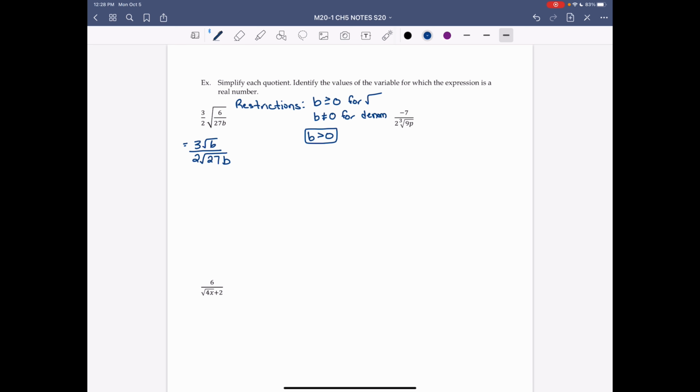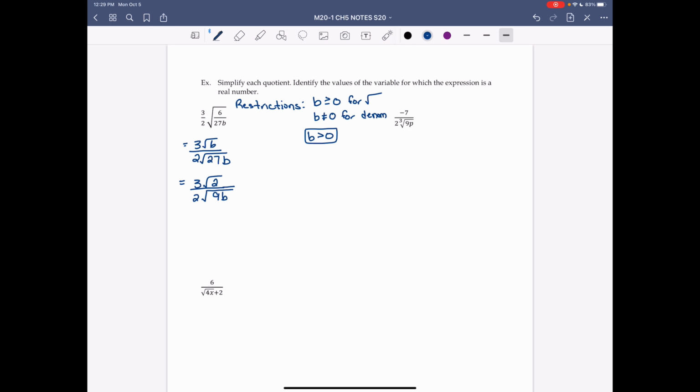Let's see if we can reduce it all. Our coefficients are 3 and 2. We can't reduce those. Our radicands are 6 and 27b. We can reduce those. 6 and 27 are both divisible by 3. We divide by 3, we get 2 on the top. 27 divided by 3 is 9, so we have 9b in the root on the bottom.